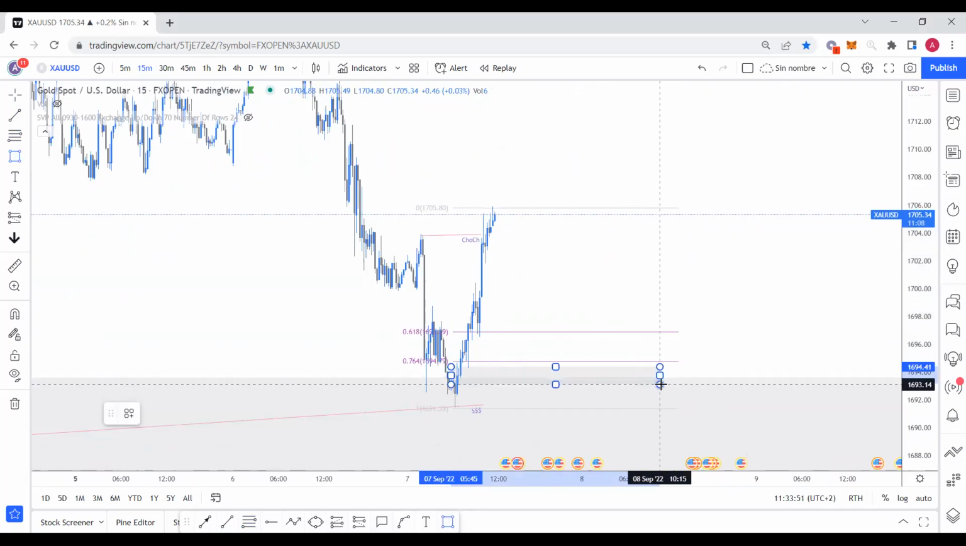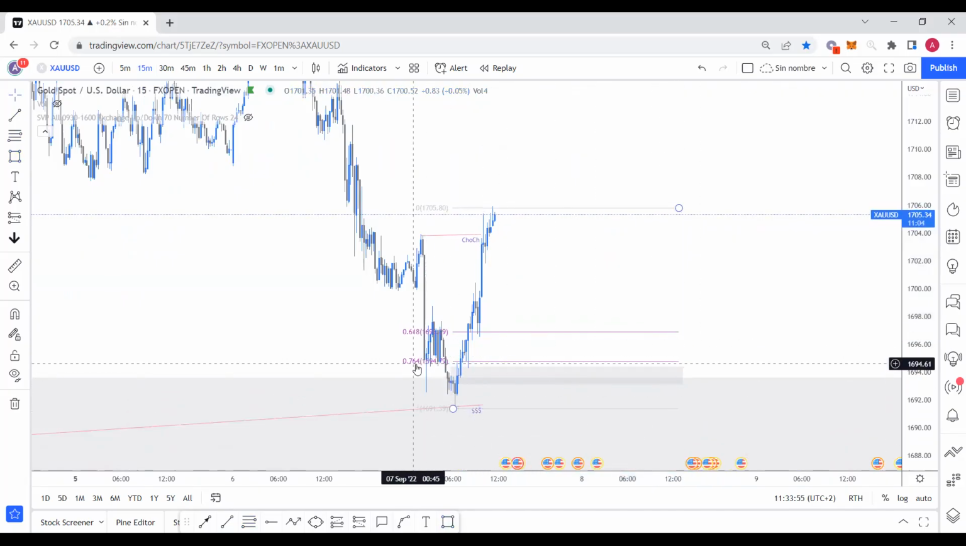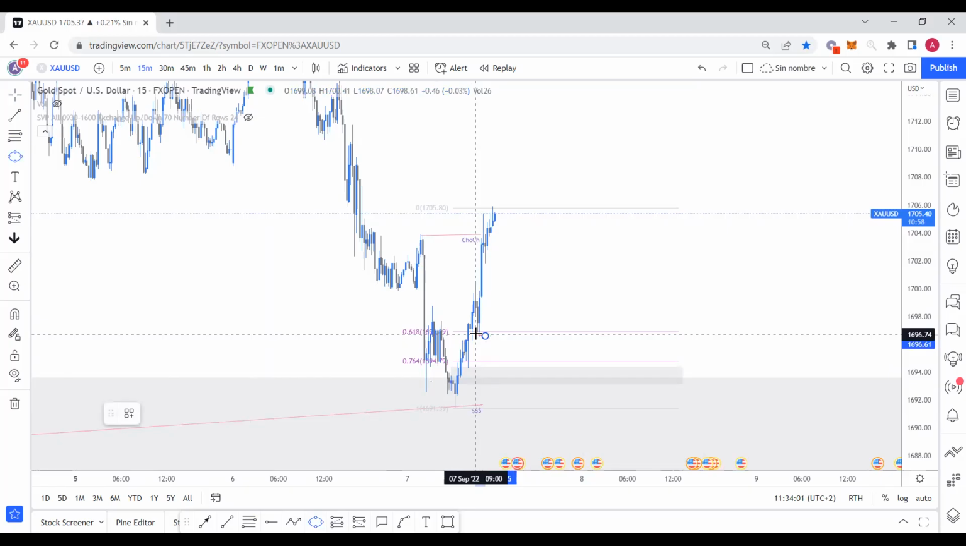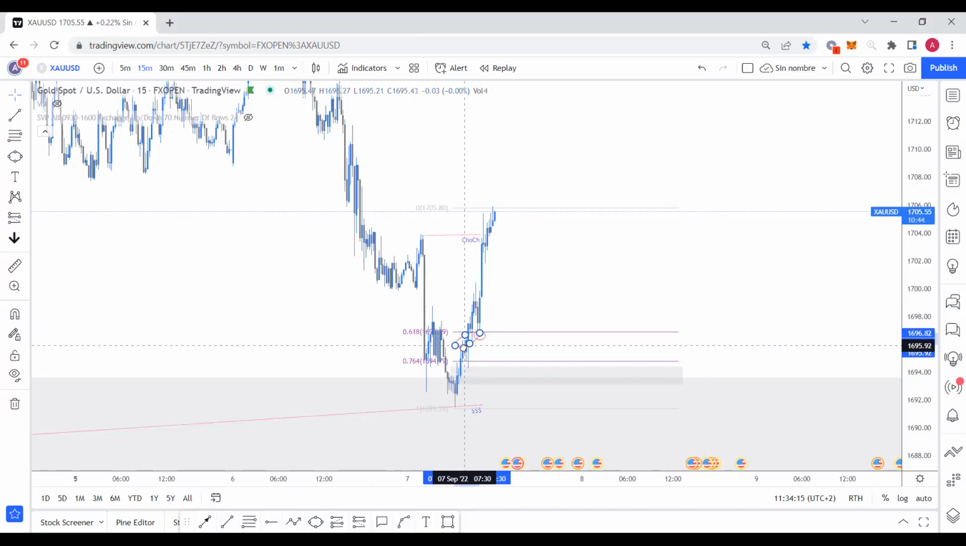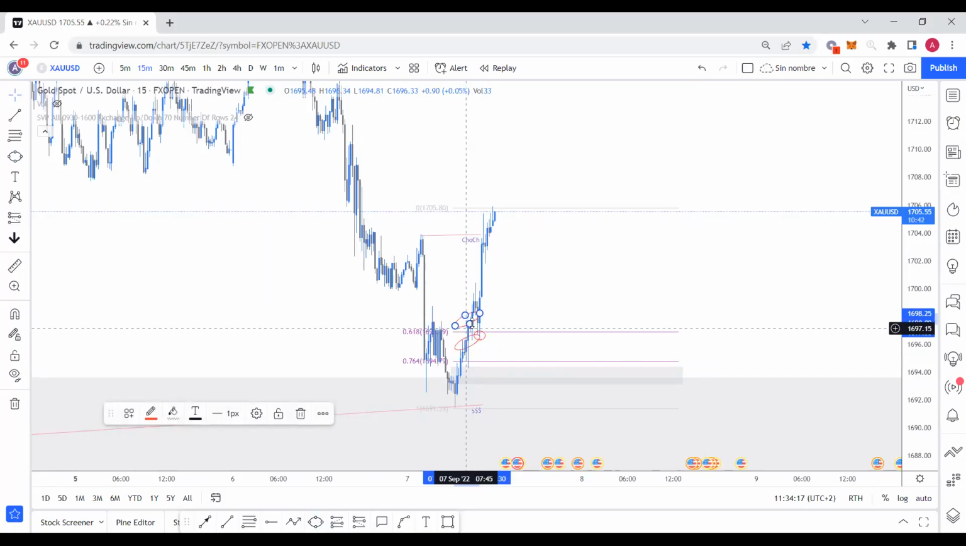Then we have this main demand zone right here, okay, which is the closest one to the 0.76 zone. And it's the one that, you see, I hate it doesn't let me move it. Let me make it bigger. Hold on.